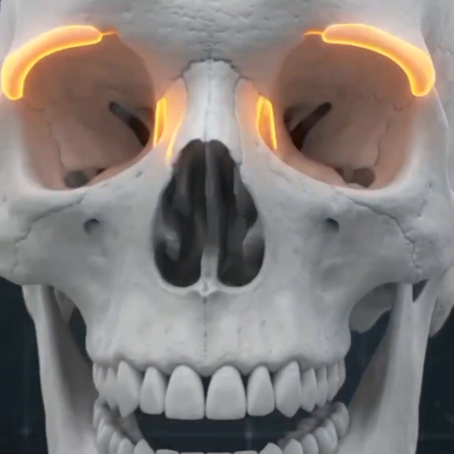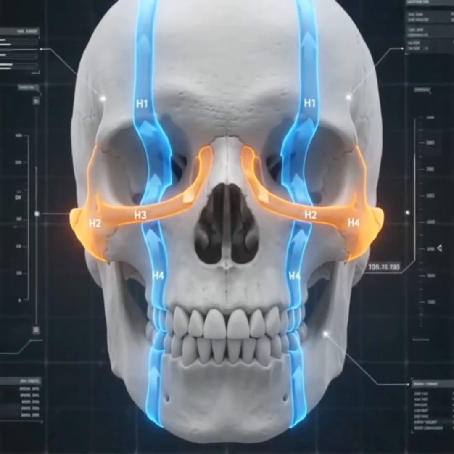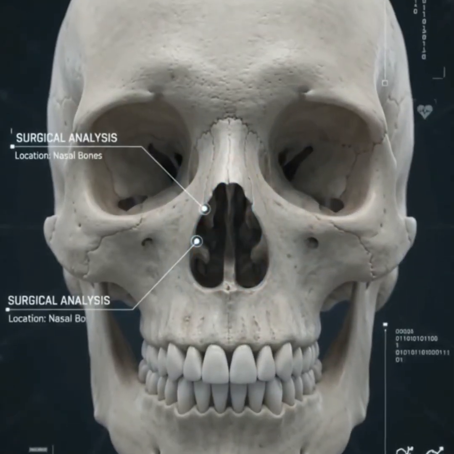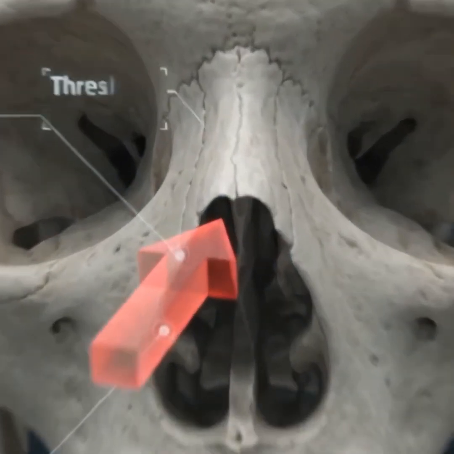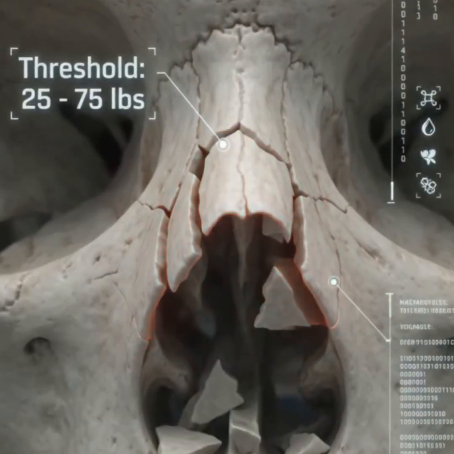Horizontal buttresses act as cross members. They stabilize the face in anteroposterior and transverse planes. Let's analyze the nasal bones. This area has a low fracture threshold. Failure occurs at 25 to 75 pounds. Front impacts lead to comminution.